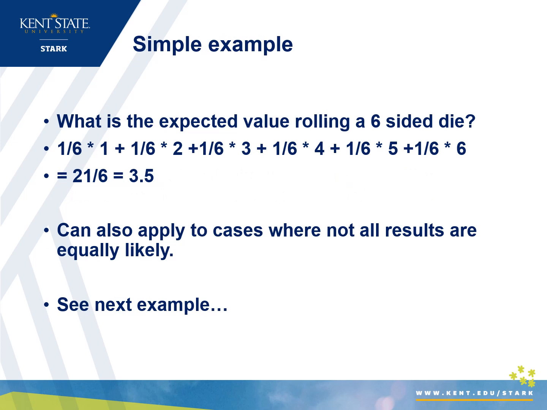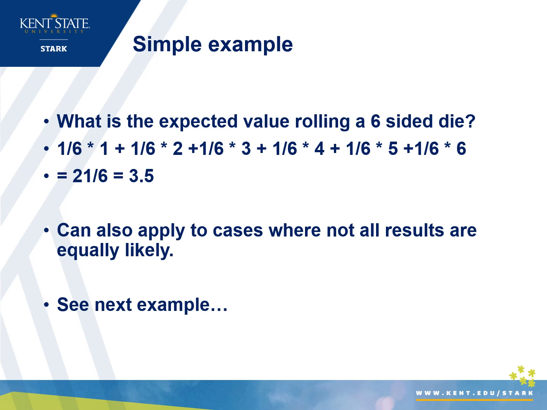So here's a very simple example. What is the expected value of rolling a 6-sided die? A 6-sided die typically has 6 sides that are numbered from 1 to 6. So 1, 2, 3, 4, 5, 6. What I would need to do to calculate the expected value is take the probability of rolling each side, multiply by the value of that side, and then add it all up.